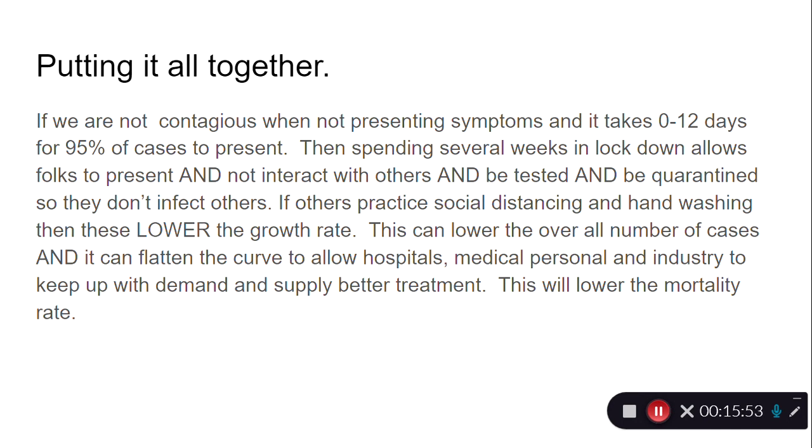If we're not contagious when not presenting symptoms, and if it takes 0 to 12 or 0 to 14 days for 95% of cases to present, then spending several weeks in lockdown allows folks to present and not interact with others and be tested and be quarantined so they don't infect others. If others practice social distancing and hand washing, then these lower the growth rate. This can lower the overall number of cases and flatten the curve to allow hospitals, medical personnel, and industry to keep up with demand and supply better treatment. This will lower the mortality rate.